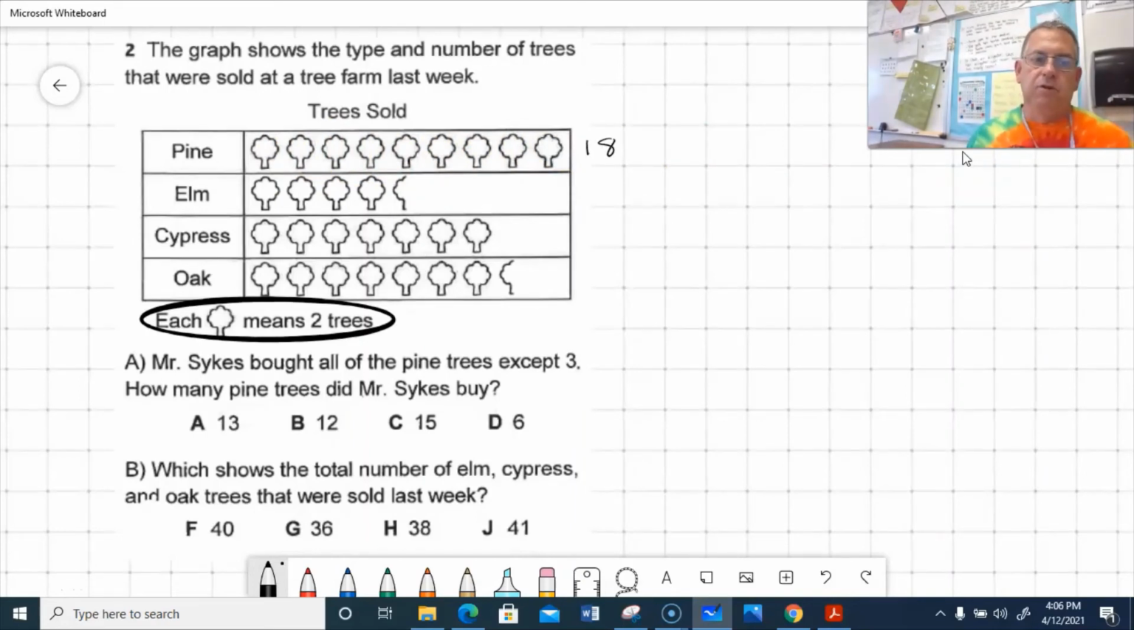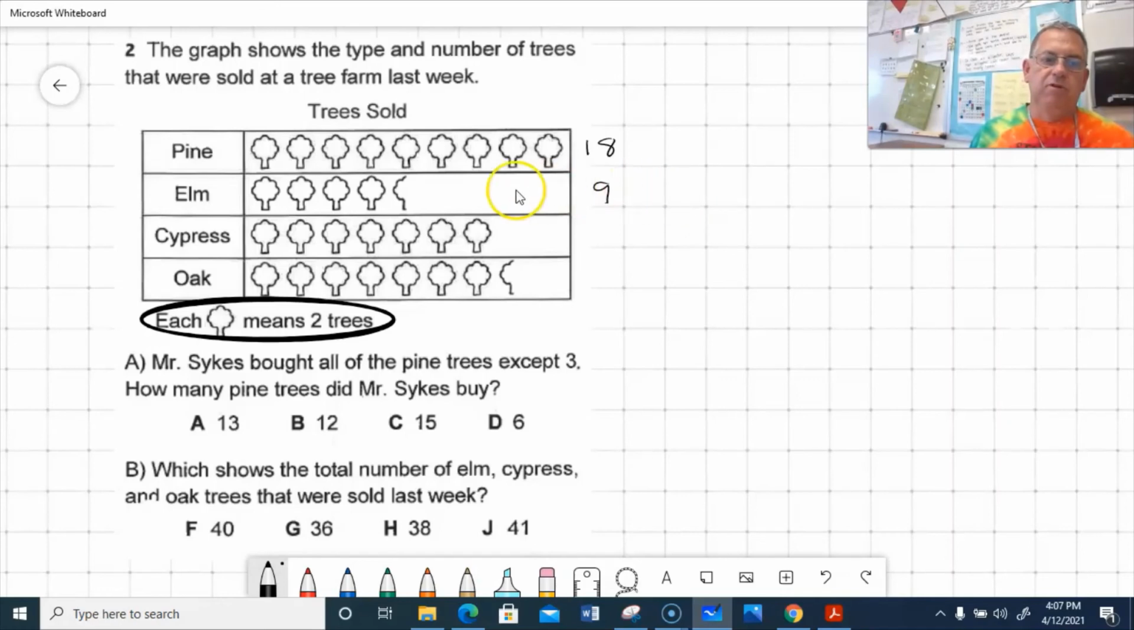How many elm trees are sold? Okay, I skip count by 2s. 2, 4, 6, 8. Except I have a half a tree, and a half a tree would represent 1. So that would be 9. Let me double check. 2, 4, 6, 8, and 1 more is 9. So 9 elm trees are sold.